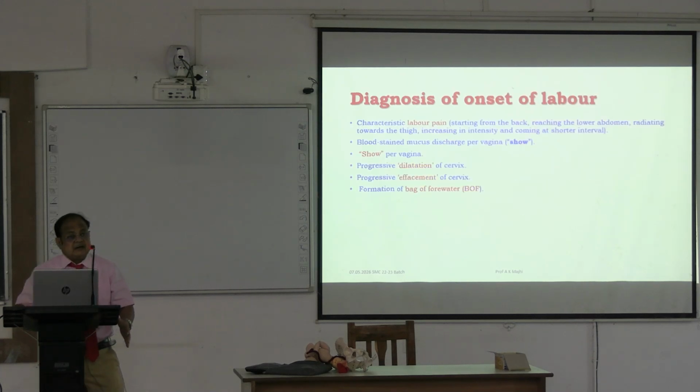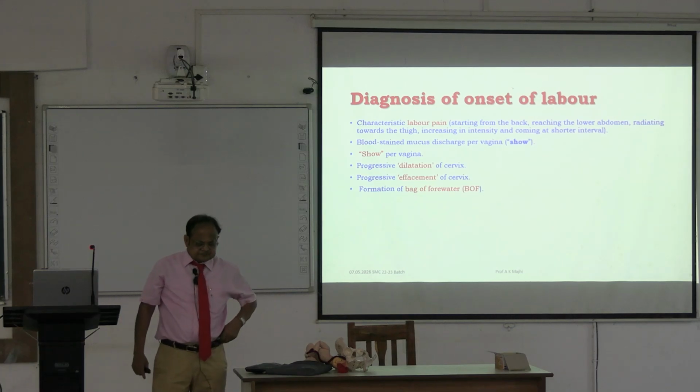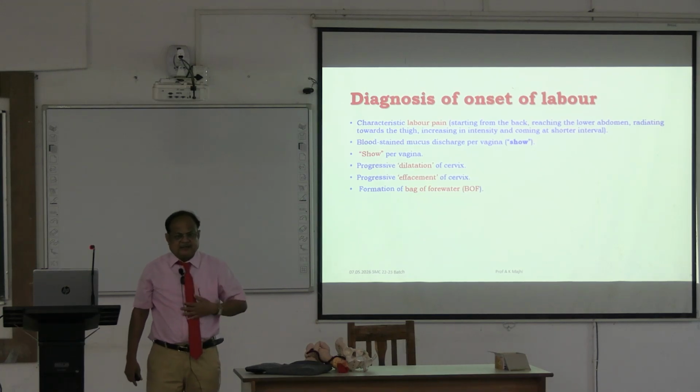Now, diagnosis is the most difficult job: diagnosis of the onset of labor. Usually the woman comes into labor at term, near term, or a few days or even a few weeks around the expected date of delivery. So what happens? There is a pain. That is the first symptom, pain in the abdomen. There is uterine contraction throughout the pregnancy.